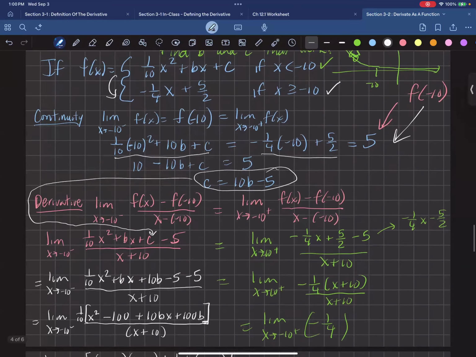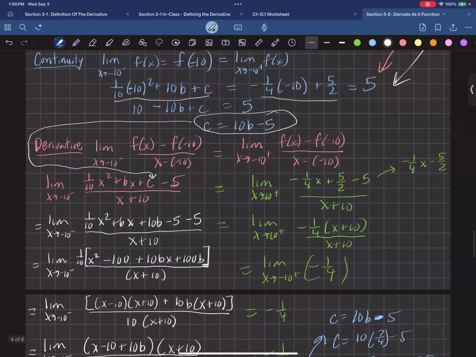But then we look at the derivative portion. This is where the differentiability kicks in. So we have to do f of x minus f of a over x minus a, and we show the limit is the same on both sides. The right side is actually pretty quick. This is the f of x for the right side, and this is the f of a. We clean this up, and the right side gets down to -1/4.